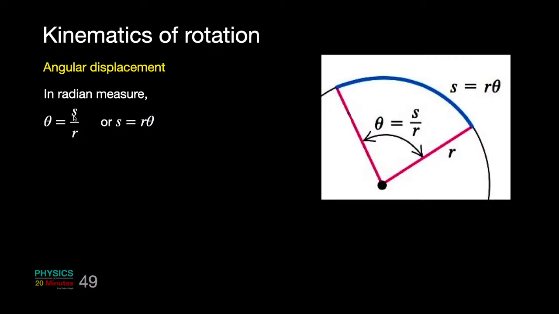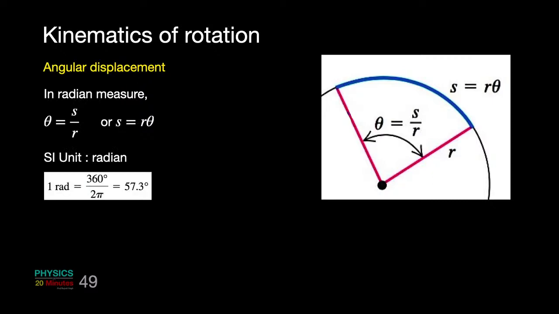This is measured in radians. You can see that this is a dimensionless quantity. S upon r does not have a dimension, but it has a unit. It is measured in radians, that's the SI unit. One radian, as we are all familiar, is 360 degrees upon 2 pi. 360 degrees is when it completes the circle, and 2 pi is the radian measure. One radian is 57.3 degrees.